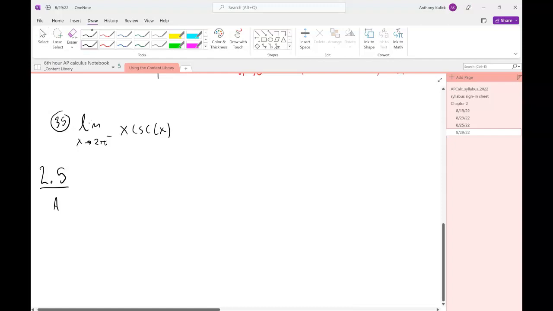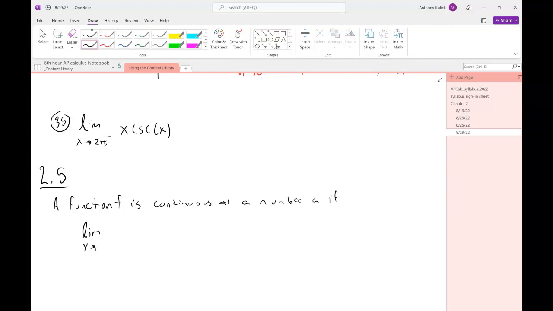So section 2.5 is all about continuity. We say a function f is continuous at a number a if the limit as x approaches a of f of x is equal to f of a. Now, if I look at that definition here, oops, this is like a definition.